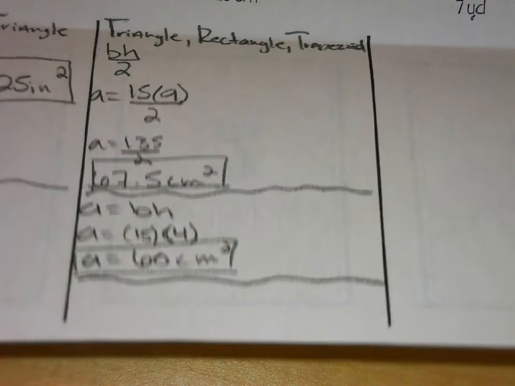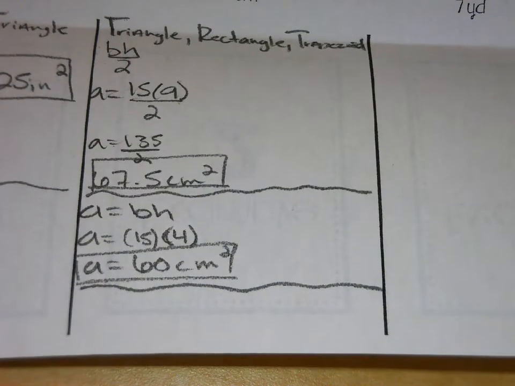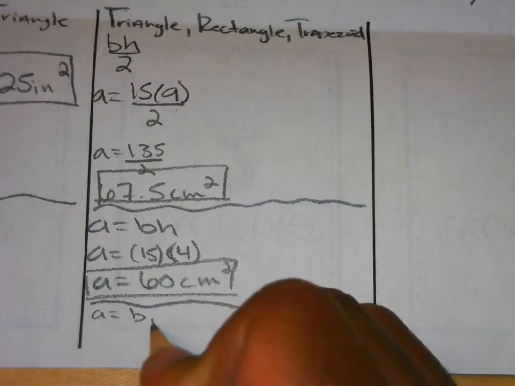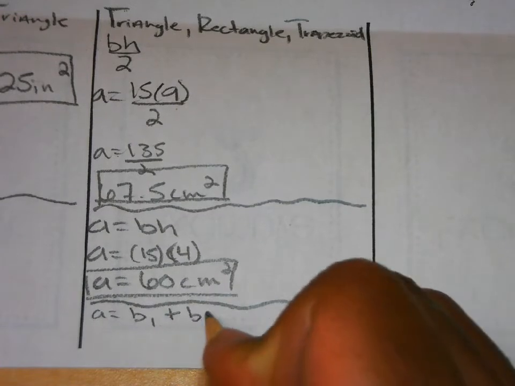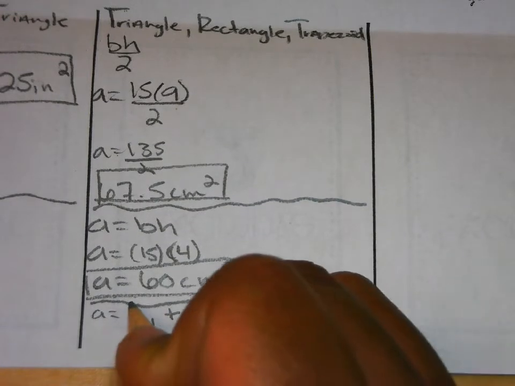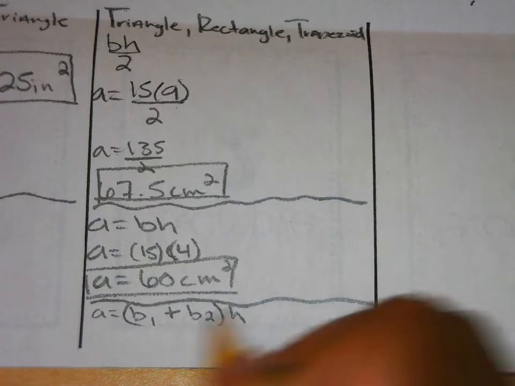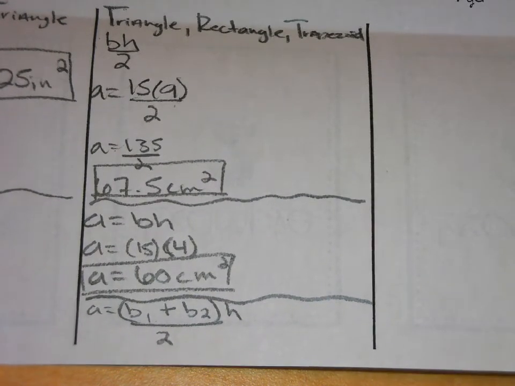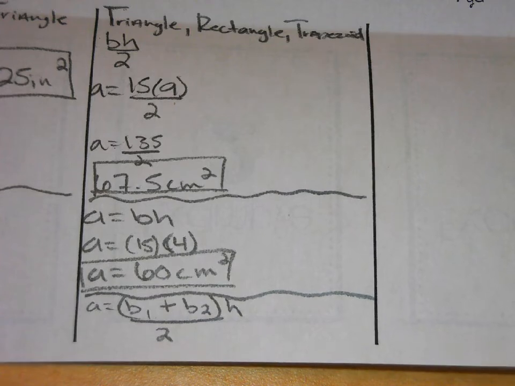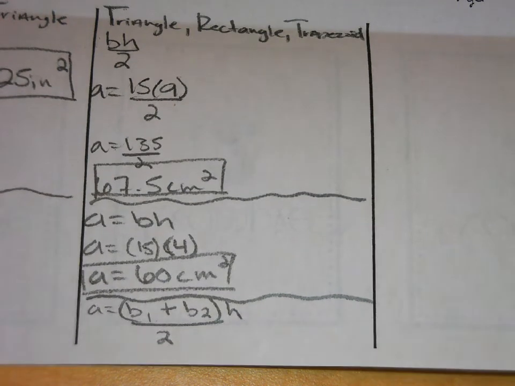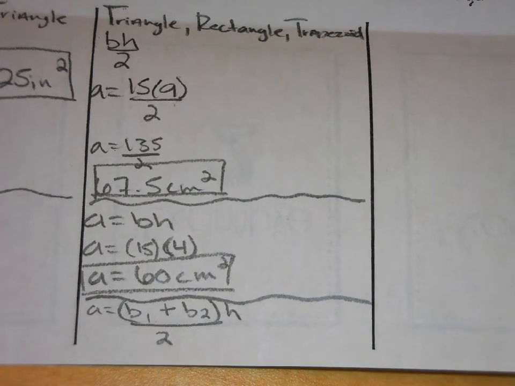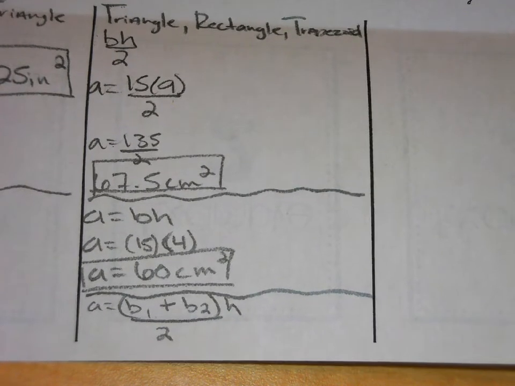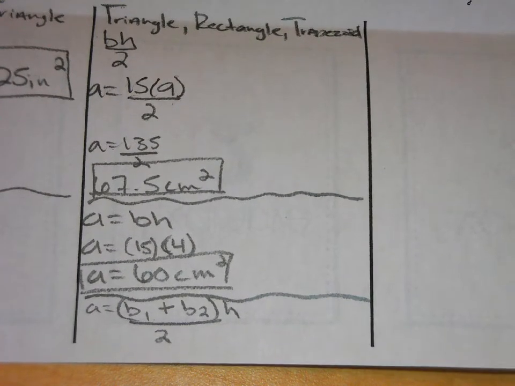And then now we have the trapezoid. Trapezoid is A equals B sub 1 plus B sub 2 times the height divided by 2. Because you still need the height. Area is always length times width or base times height. So in this case, you have two bases. And so it's base 1 plus base 2 times the height of the figure divided by 2.